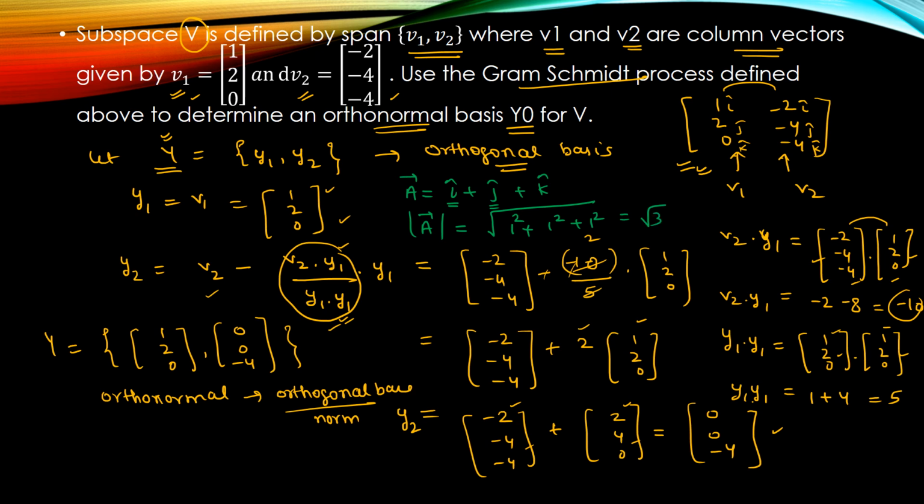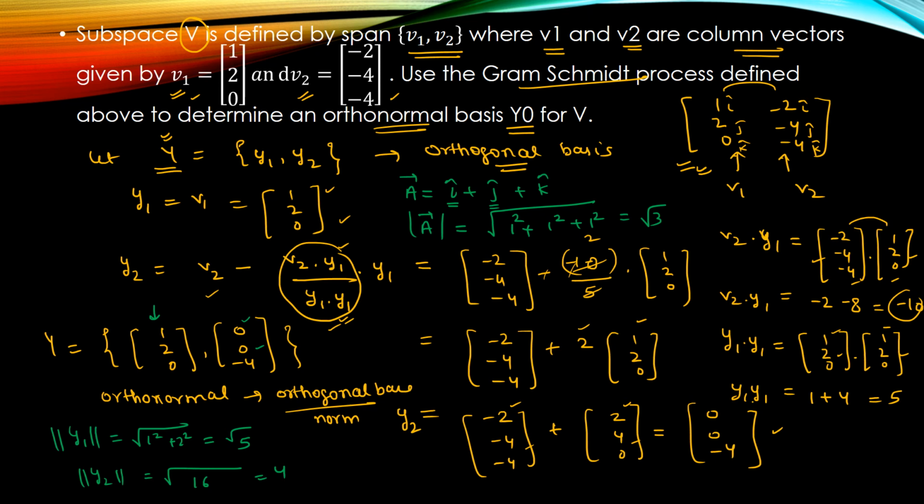Similarly, you have to find out the value of this norm. So this is y1. The norm of y1 will be square root of 1 square plus 2 square plus 0 square, and it gives us 4 plus 1, 5. And the norm of y2 will be square root of 0 square, which is 0, plus 0 square, plus minus 4 square, which is 16, that is 4, right?